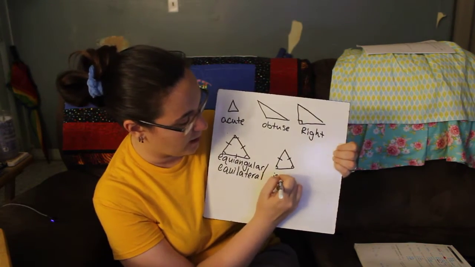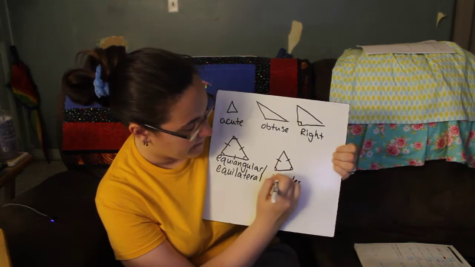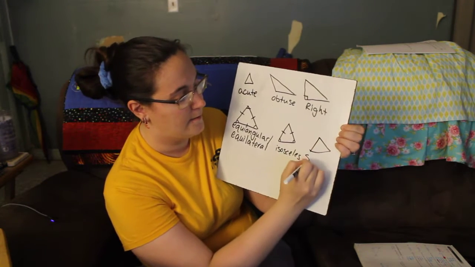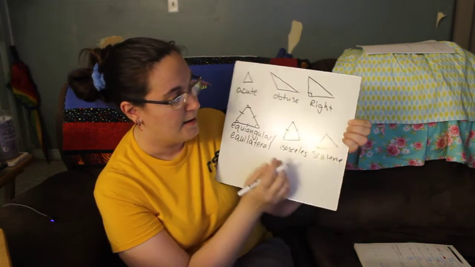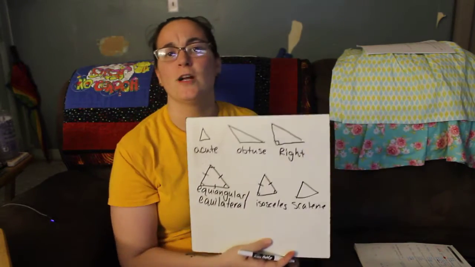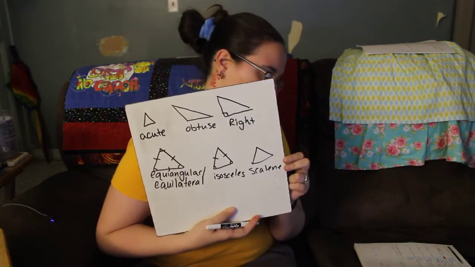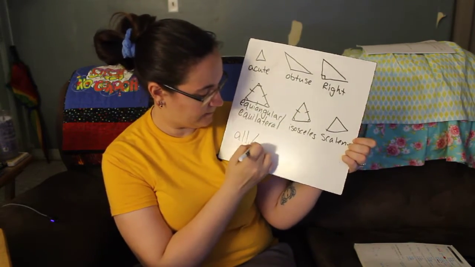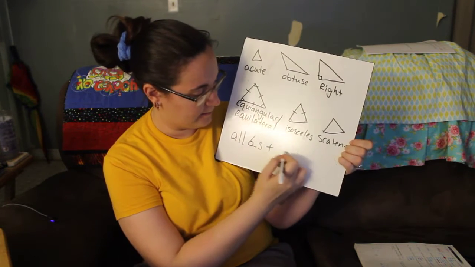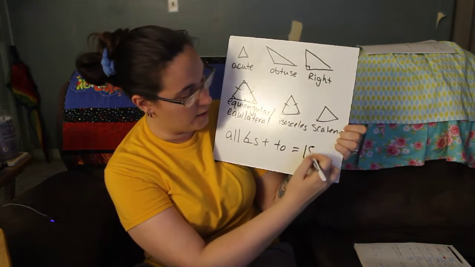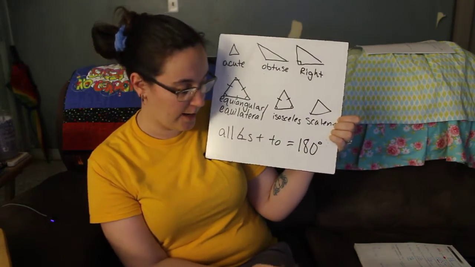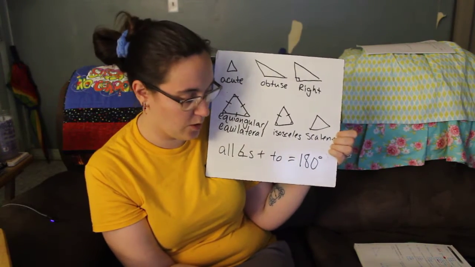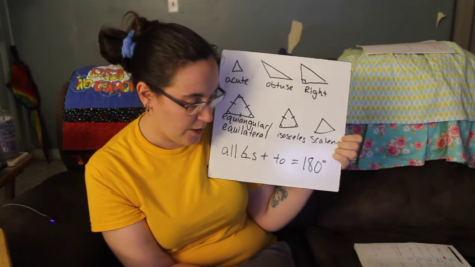And this one's spelled funny. Isosceles. Okay? The last one of these is the scalene. And I know that's not a good drawing of one, but scalene triangles just have no equal sides. Okay? You also need to know that all angles add together to equal 180 degrees, okay? All the interior angles of each one of these triangles will add up to equal 180 degrees, okay?